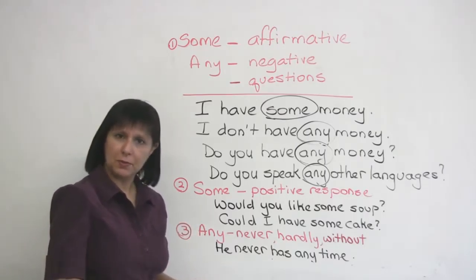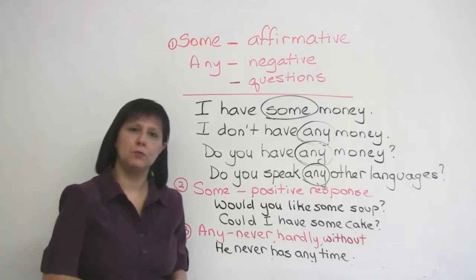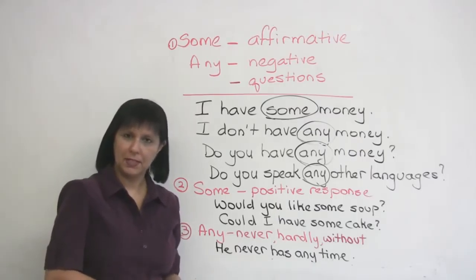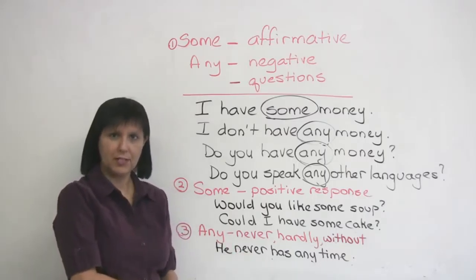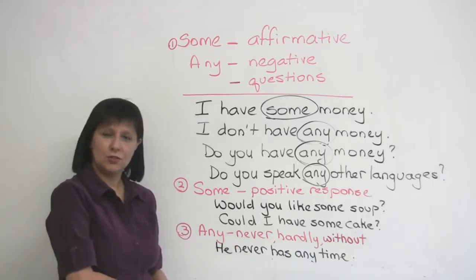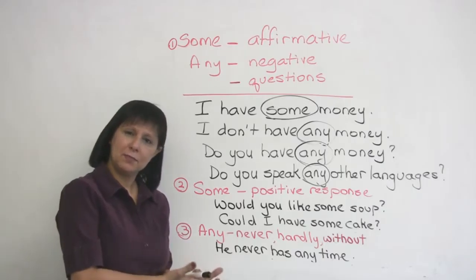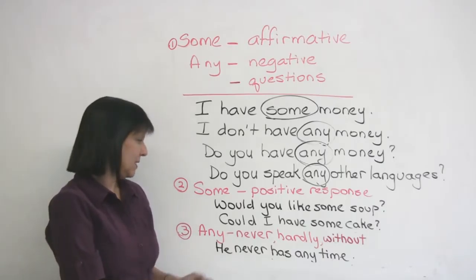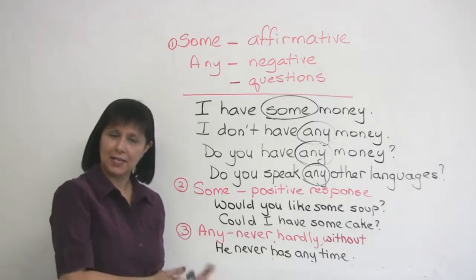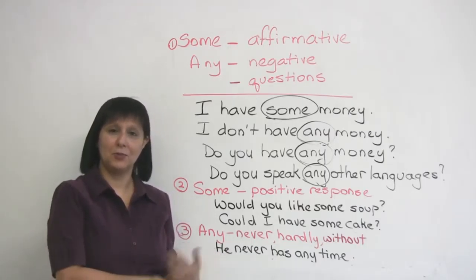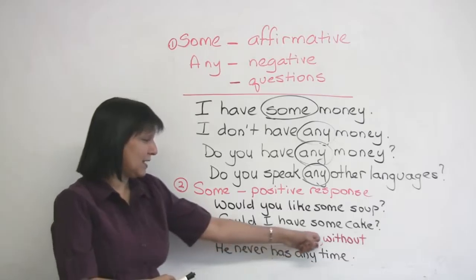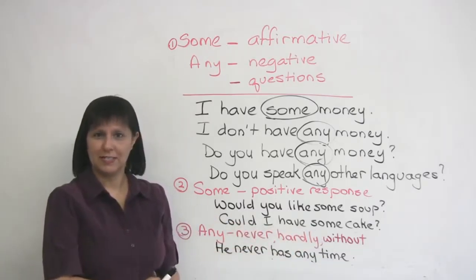Would you like some soup? So when you ask somebody, would you like some soup? We're hoping that they will say yes, because we want to serve them, right? So we don't say, would you like any soup? But we would say, would you like some soup? That's more common. Or, could I have some cake? If you ask someone, could I have some cake? You're hoping that they're going to say yes. And that's why you're using the word some.